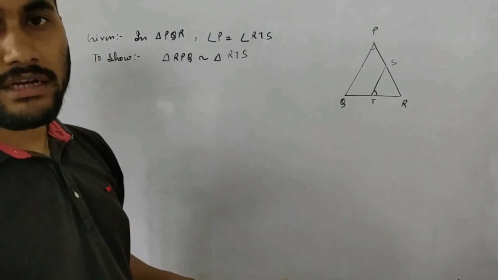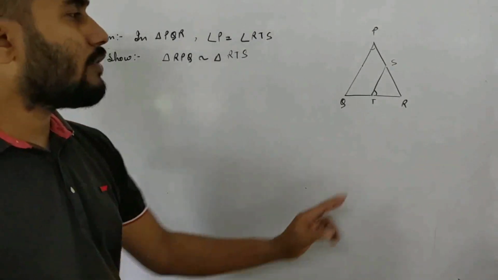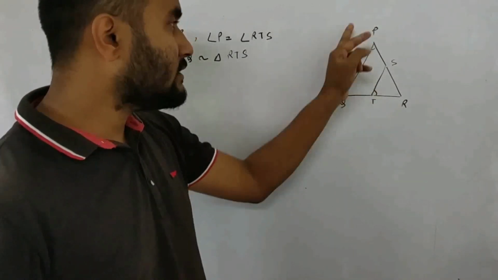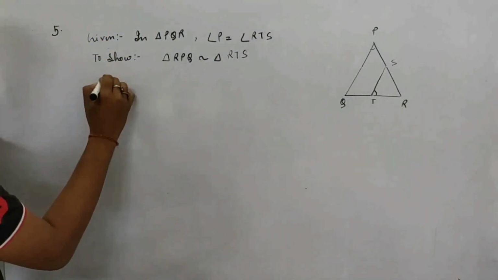We don't know this one. Okay, it is not given. But we don't need it also. Why? Because we already have two angles. One is a common angle, and one is given in the question. Sufficient. We will use the angle property. Okay, so proof.